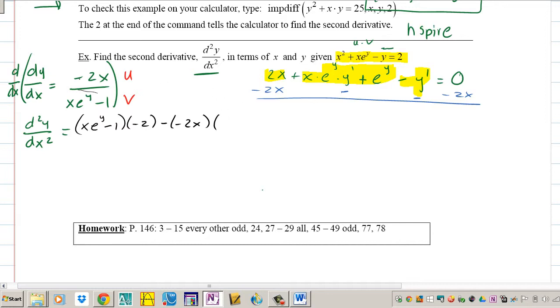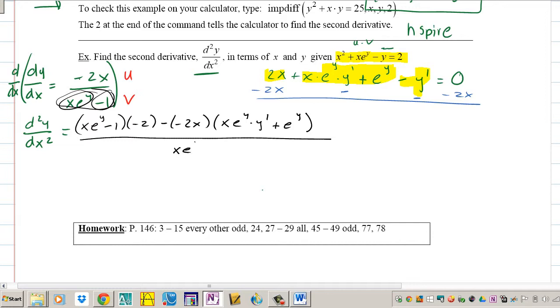What's the derivative of the bottom? Well, I have a product rule. So that means it's going to be the first times the derivative of the second plus the second times the derivative of the first, which is just 1. And then the derivative of minus 1 is just 0. There's my top, all over the bottom squared.